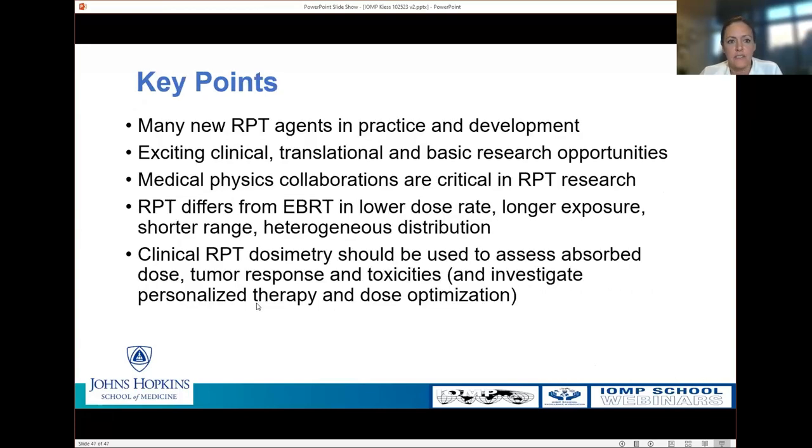And to conclude, there are so many new radiopharmaceutical agents in practice and development, and this presents exciting research opportunities from the basic to clinical spectrum. And the medical physics collaborations are really critical in radiopharm research. And we've highlighted some of the differences between radiopharmaceutical therapies and external beam radiation. And both Dr. Hobbs and I have highlighted that dosimetry should be used to assess absorbed dose, correlate with tumor and normal tissue response, and investigate personalized therapy and dose optimization.